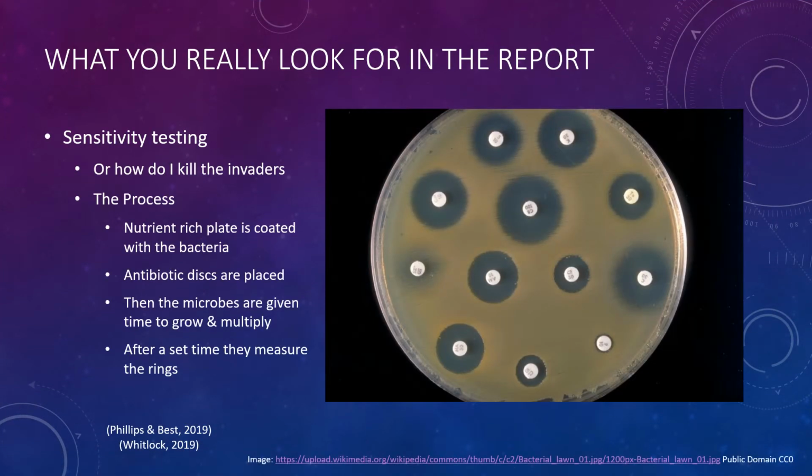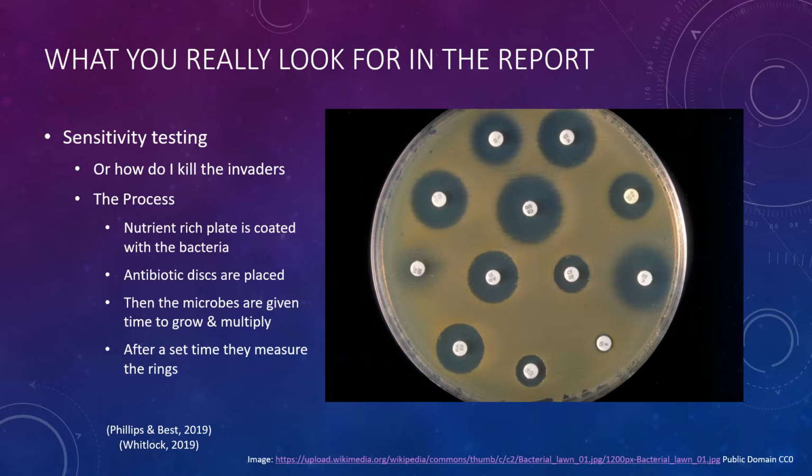All right, what you're really looking for in these reports. When you get your final report, it is going to be the identification of what's growing. It's also going to give you an estimated number of the microorganisms, and it's going to list off antibiotics and what microbes are sensitive or resistant to each. The last part is known as sensitivity, so that's what you're looking for.